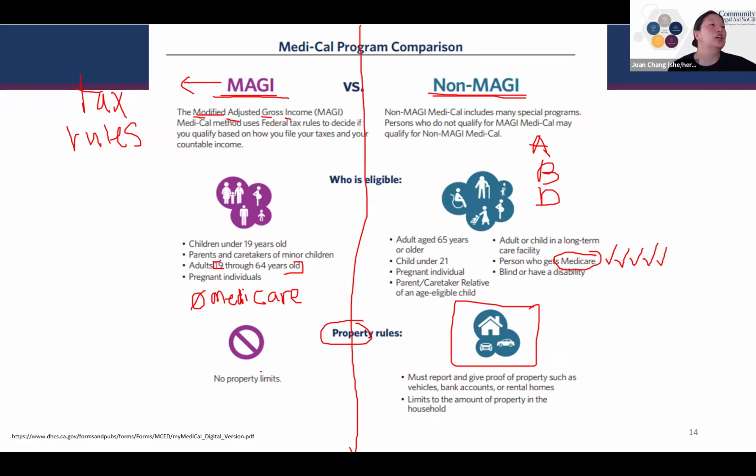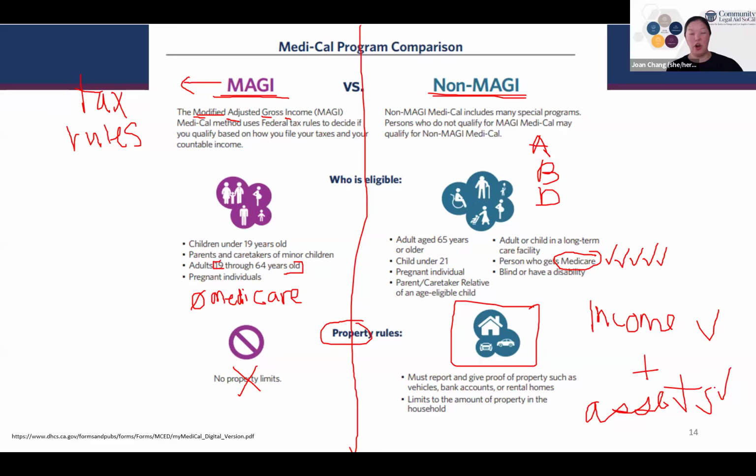In Magi, they're not looking at property. They're only looking at income. For non-Magi, they're looking at income and assets. Okay? Because we used to not have the asset test because we got rid of it for about 2-ish years, but now it's back. So we need to now deal with it again. We're not going to be talking so much about assets today. We're going to be talking about share of cost income. So let's kind of dive further.